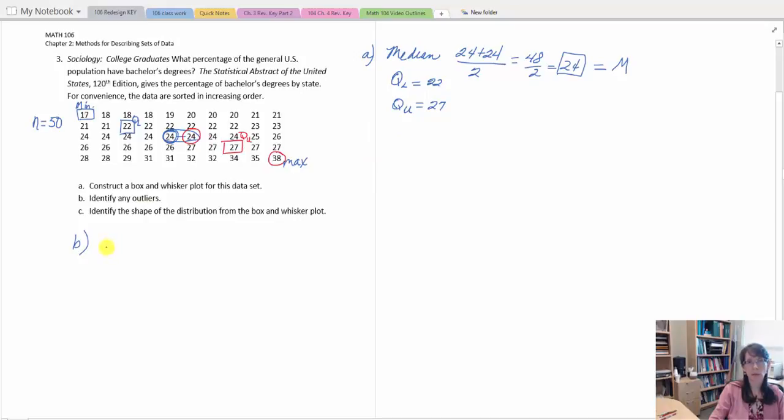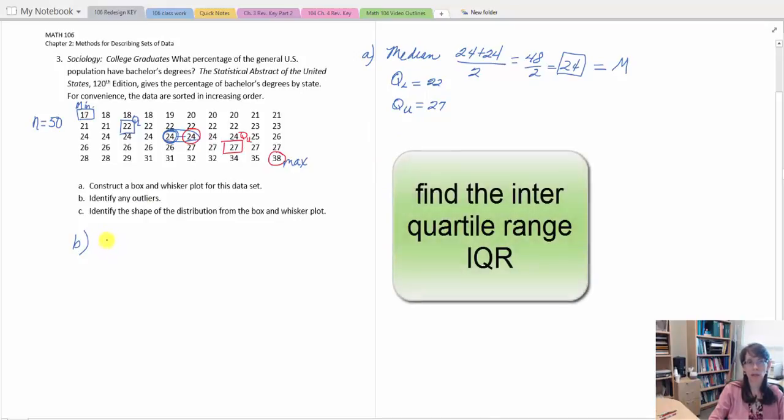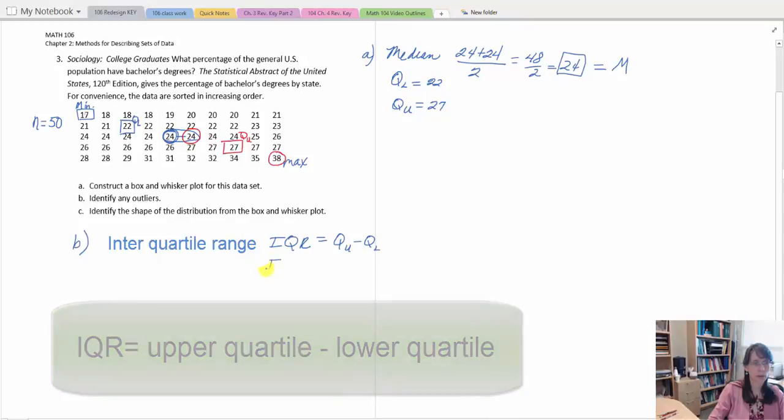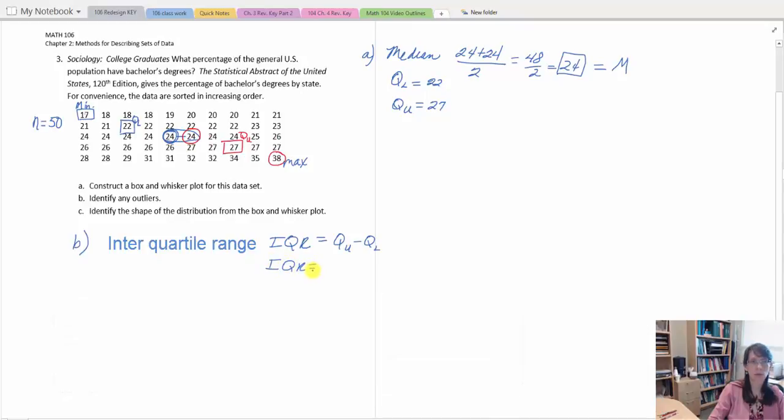In order to identify the outliers, we need to know what the interquartile range is. The interquartile range, known as IQR, is simply the upper quartile minus the lower quartile. Since we figured out those values already, we know that the IQR is equal to 27 minus 22, which is equal to 5. So the interquartile range is 5. This tells us there's 5 units between the lower end of the box and the upper end of the box. We're going to use the number 5 as the IQR value now to make some calculations.